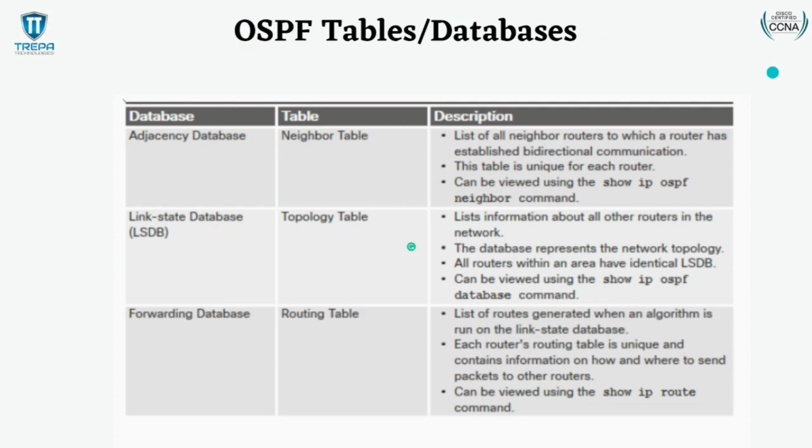So then we can build our forwarding database, or our routing table. This is more technical speak, right? If you're talking OSPF. But this is what we call it in layman's terms every day, right? Like, hey, let's look at our topology table. We know if we're running OSPF, that means that's our link state database. Okay, awesome.